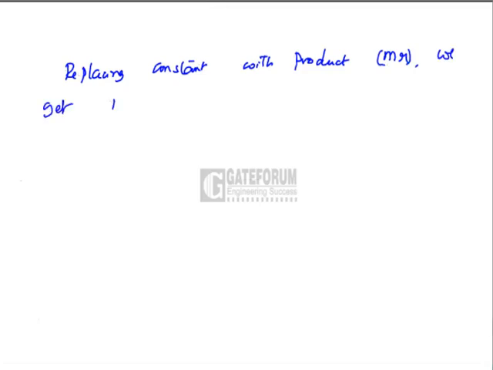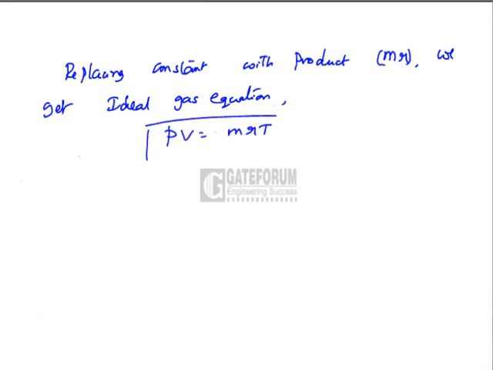Replacing constant with product MR, we get ideal gas equation, also known as perfect gas equation, as PV is equal to MRT. This is very important equation because if we know any two properties of the thermodynamic system, we can get the third one by using this equation.